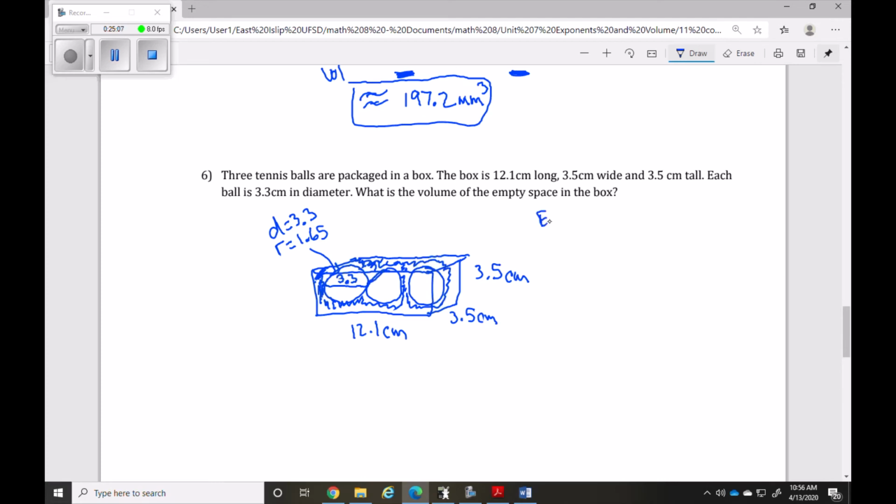So the empty space really would be the volume of the box, which is a rectangular prism, minus the volume of 3 spheres. So I want to do 3 times each of the spheres. So the rectangular prism, length times width times height.